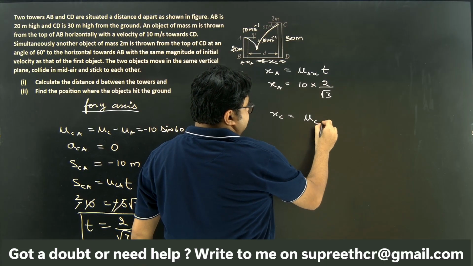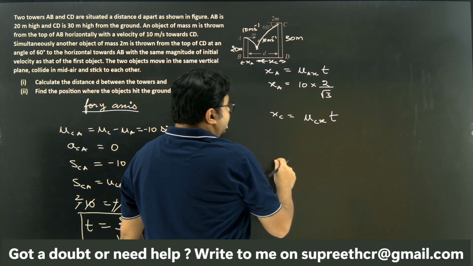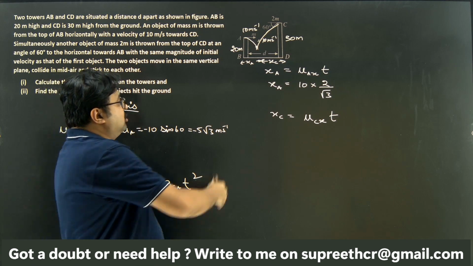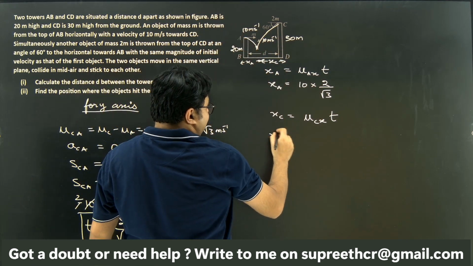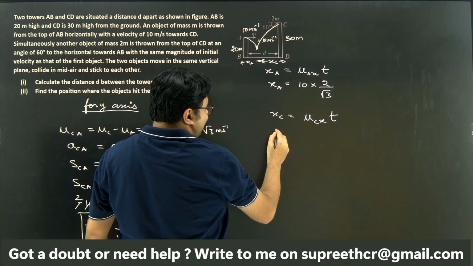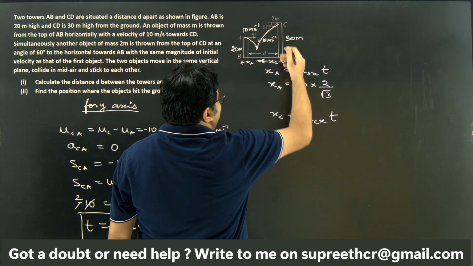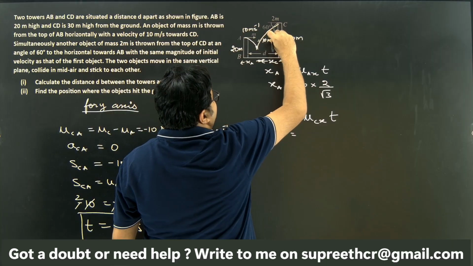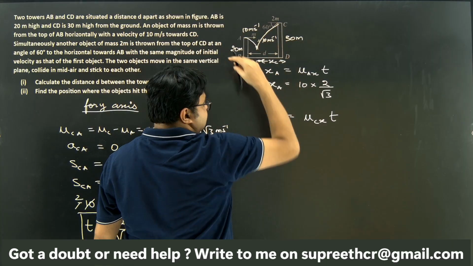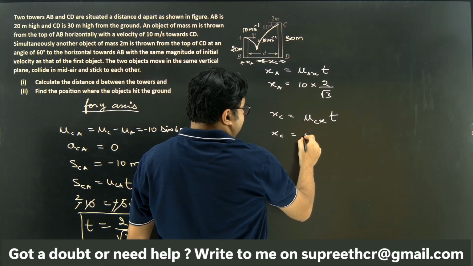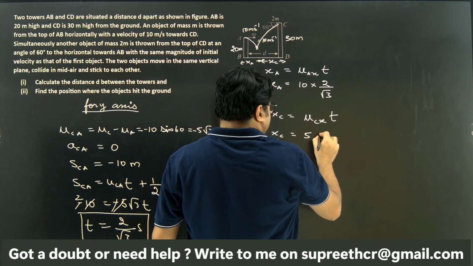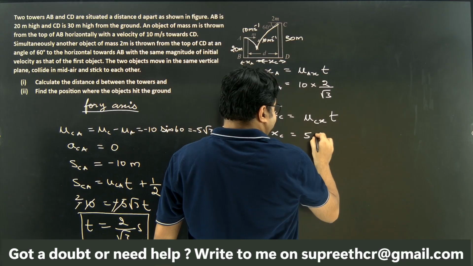XC is also the initial velocity of C along the x direction into T. Of course, it is negative. Both the displacement as well as the initial velocity in the x direction are negative, so the negative signs would get cancelled out. Initial velocity along the x direction, dear friends, is 10 cos 60 degrees. Cos 60 is 1 by 2. So it would simply be 5 into T, 2 divided by root 3.